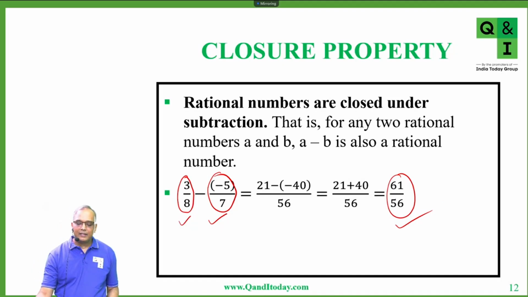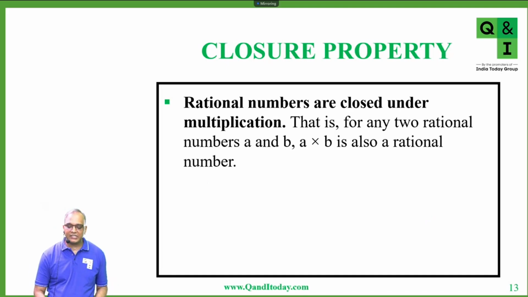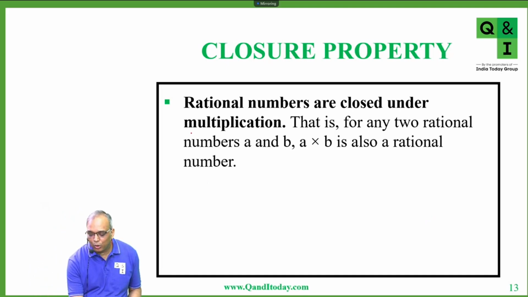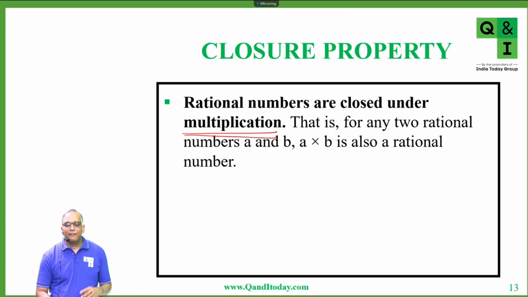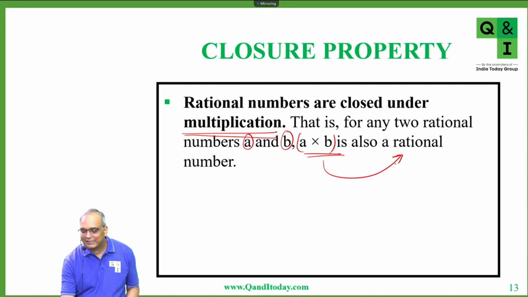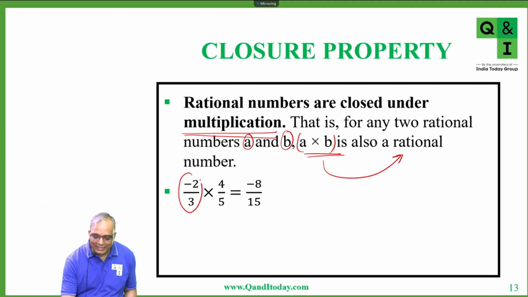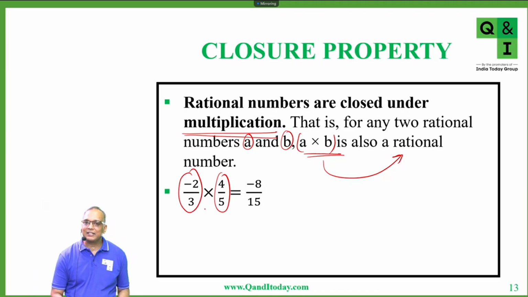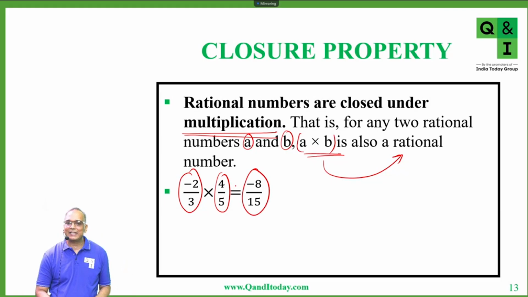Clear? Let's go to the third closure property, that is closure property in multiplication. So rational numbers are closed under multiplication. Again, what does this mean? This means that when you multiply two rational numbers, the result again is a rational number. So if we have two rational numbers A and B, when we multiply them, this again is a rational number. For example, minus 2 by 3 is a rational number. 4 by 5 is a rational number. The product of this is minus 8 by 15. This again is a rational number.